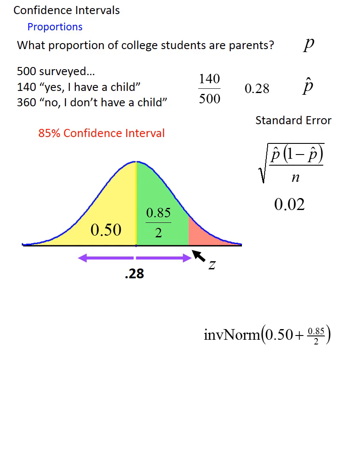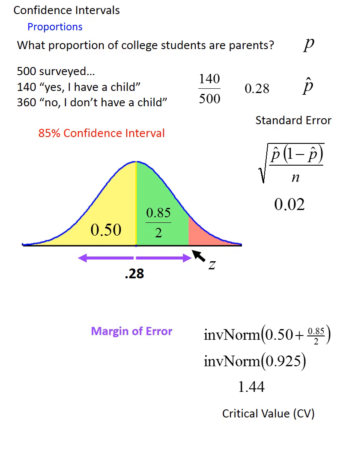In other words, if we add the yellow and green areas together and get 0.92 and we pass that along to inverse norm, it will give us the z-score of the boundary between the green and the red, which is the number of standard errors above the center that we've been looking for this whole time, in this case 1.44. So what that means is, to make an 85% confidence interval, I need to be within 1.44 standard errors of my point estimate. By the way, we call this number a critical value.